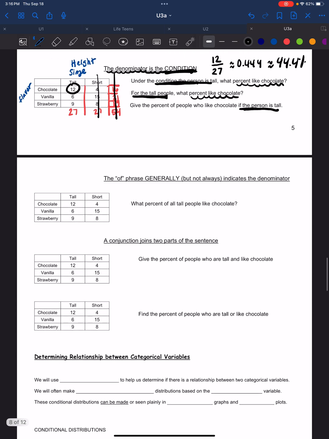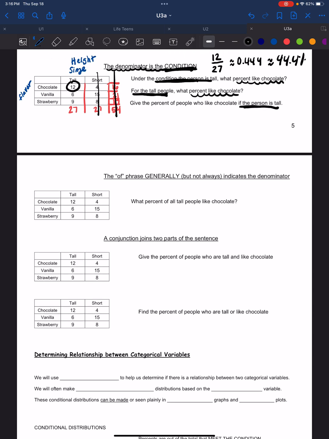All right, let's look at another way questions could be phrased. It says, the phrase "of" generally tells you what goes in the denominator. So again, let's look at this. What percent of all tall people like chocolate? So "of" tells me we're looking at tall people. Again, I don't care about the short people. I don't care about the marginal distribution. I only care about the tall ones, and I want to know what percent of them like chocolate. And so that would be 12 out of the 27 like chocolate. And again, we already did that one. Just another way to word it comes out to be 44%.